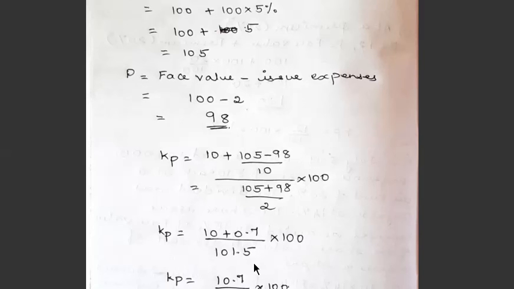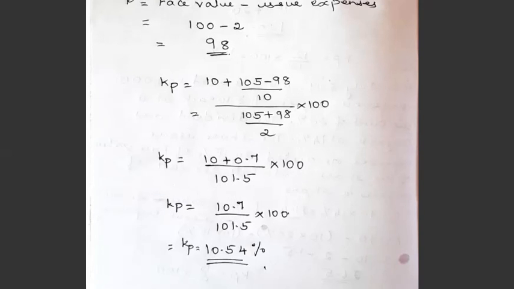So 10.7 divided by 101.5 into 100, you will get 10.54%. So this is cost of preference shares when the year of redemption is mentioned in the problem. When the year of redemption is mentioned in the problem, you have to follow this formula and calculate the cost of preference shares. Any doubts you can clarify.